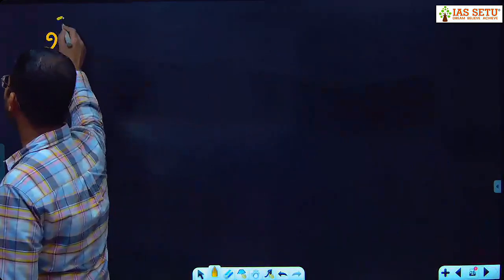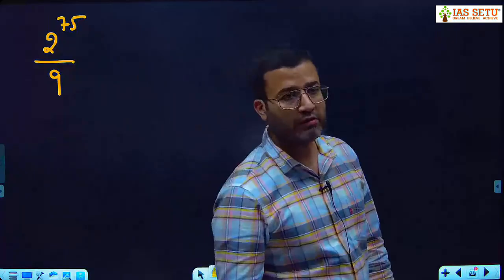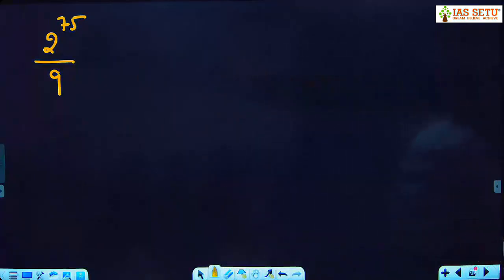2 to the power 75 divided by 9. Take your time. What is your remainder? What is the divisor? What is your answer? 8. Minus 1 or 8. The examiner will use 8. He will not use minus 1.